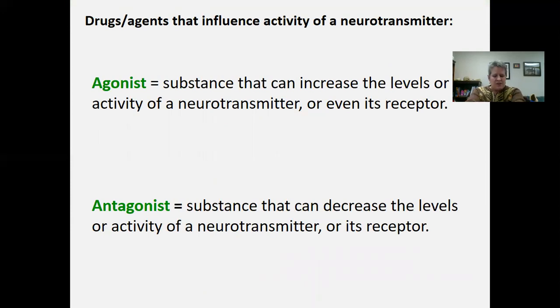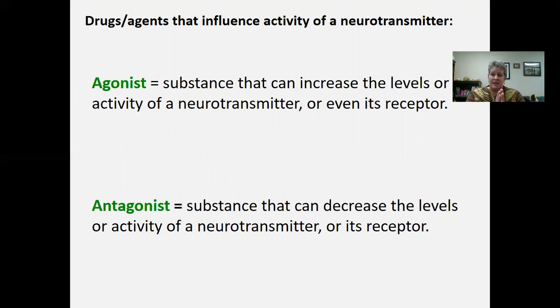So now that I've introduced a little bit about acetylcholine and its two types of receptors, nicotinic and muscarinic, let's talk about some pharmacological terms that you're going to know in nursing school. An agonist versus an antagonist. An agonist is any drug or substance that can increase the level or activity of a neurotransmitter, or it can even stimulate its receptor. So an agonist causes more of that activity to happen with that neurotransmitter.